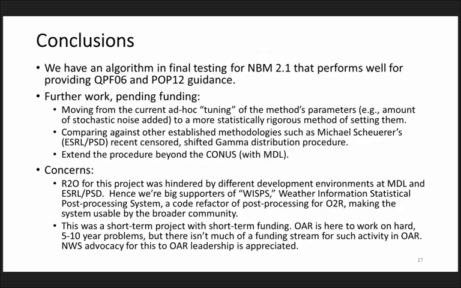So finishing up here, we have an algorithm. 2.0 is pretty good. 2.1 is a little bit better. That provides QPF and POP 12 guidance that we hope does meet a lot of the criteria that's needed for the national blend. Now, that's not to say that it's perfect. Obviously, we could and hope to bring in more models to this system and to move from a more ad hoc tuning that we have done so far to a more systematic, statistically rigorous method of tuning some of the parameters in the system, as well as comparing against other established methodologies, such as that of my colleague Michael Scheurer.